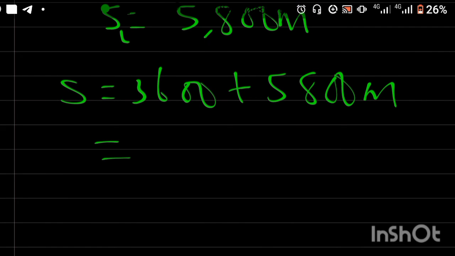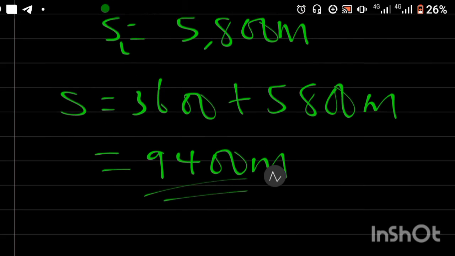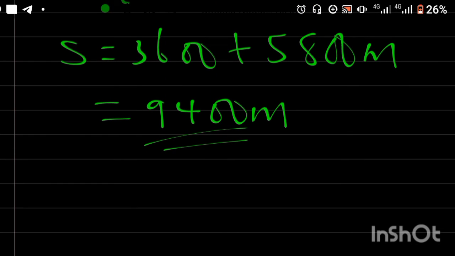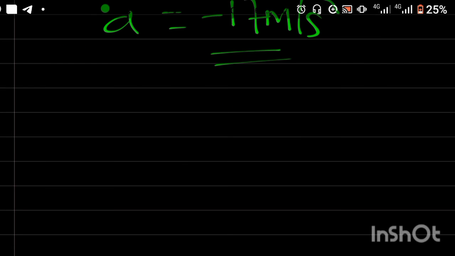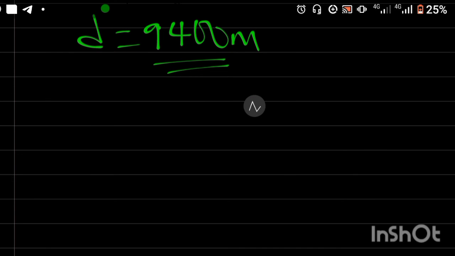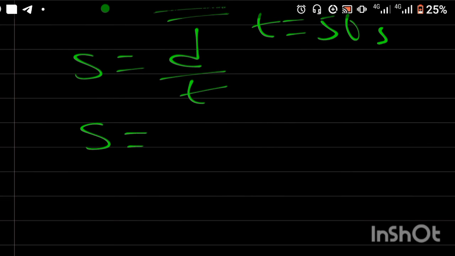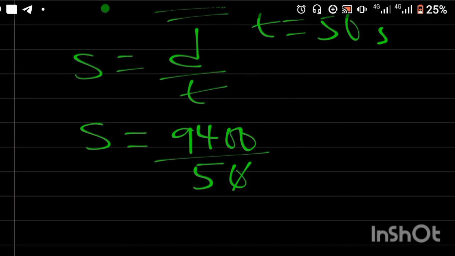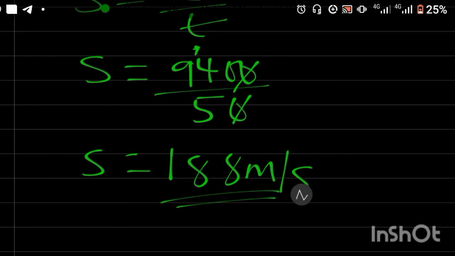which is equal to 9,400 meters. We have calculated the distance traveled in the first 50 seconds. Calculate the average speed during the first 50 seconds. Therefore, the distance covered in the first 50 seconds is 9,400 meters. Speed is equal to distance over time. S is equal to 9,400 over 50. This is the answer to the question.